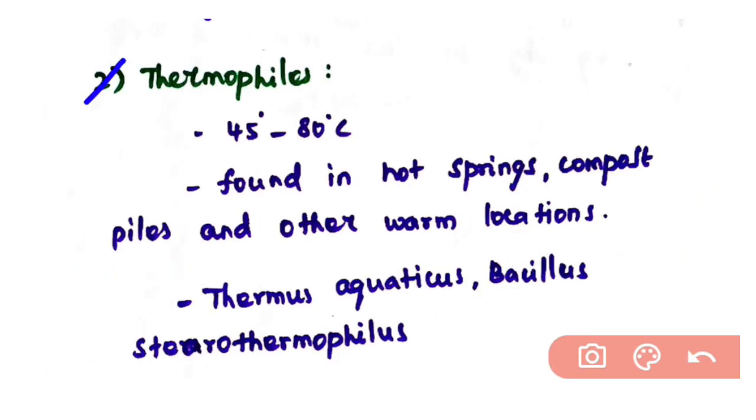Then second one is thermophiles. These bacteria grow at 45 to 80 degrees centigrade. These thermophilic bacteria are found in hot springs, compost piles and other warm locations. Examples for thermophiles are Thermus aquaticus and Bacillus stearothermophilus.